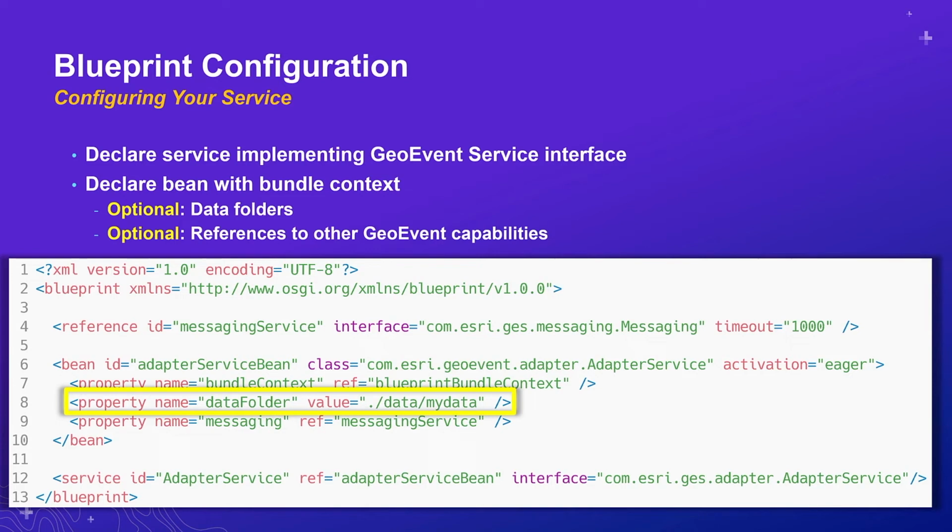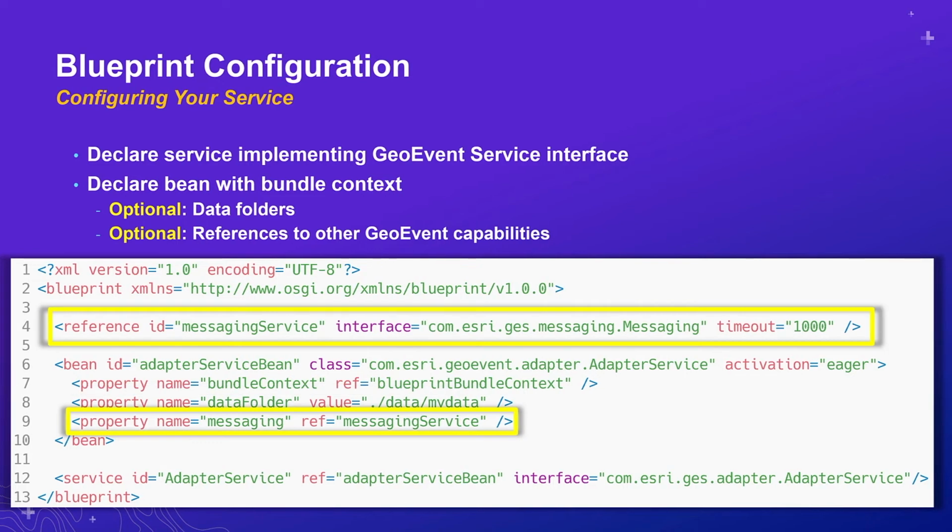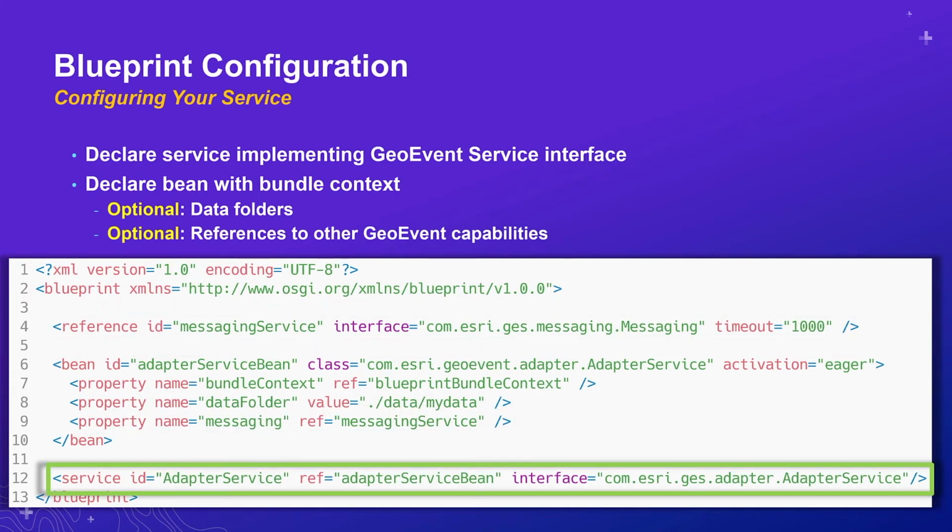So the messaging is a reference. References are used to call out specific GeoEvent SDK items that your implementation may need, such as the messaging service to create new GeoEvents. And then finally, the service tag at the bottom here exposes the bean wrapped in the appropriate SDK interface. So in this case, it's an adapter, so we're wrapping it in the adapter service.